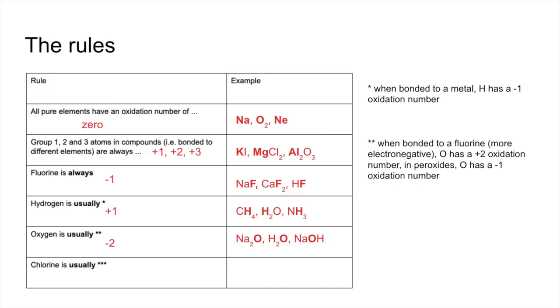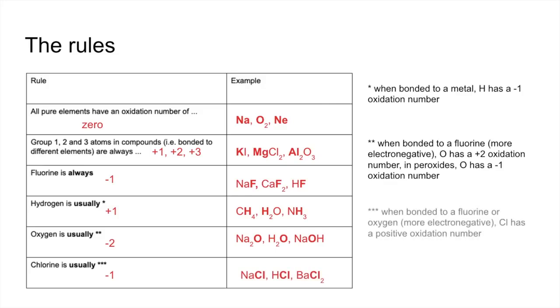And then finally, chlorine is usually -1. So there's some examples of where chlorine is -1 for its oxidation number. The thing to watch out for with chlorine is when it's bonded to fluorine or oxygen, so they're both more electronegative than chlorine, chlorine has to have a positive oxidation number.